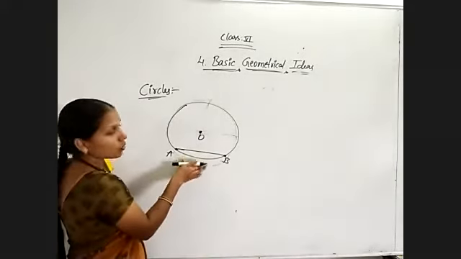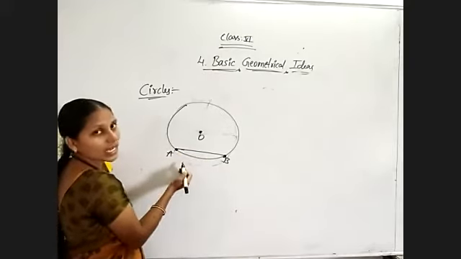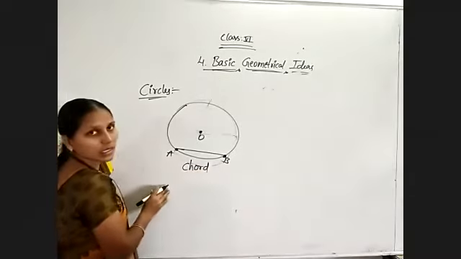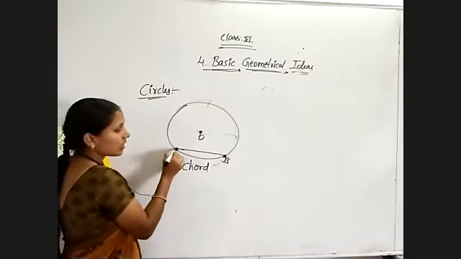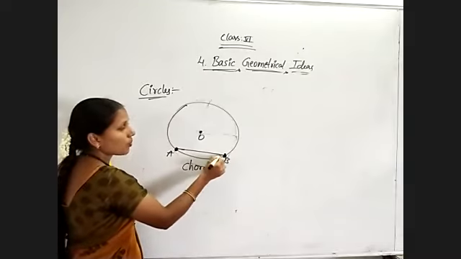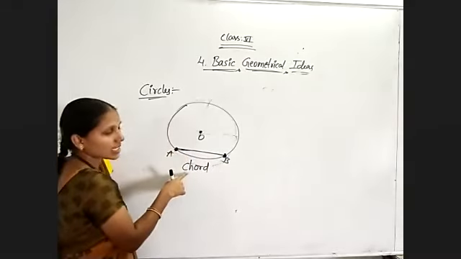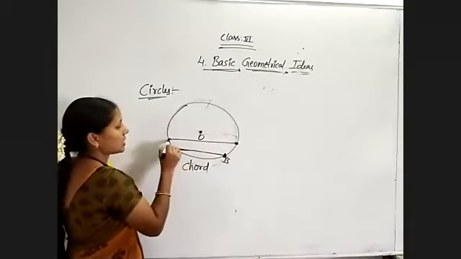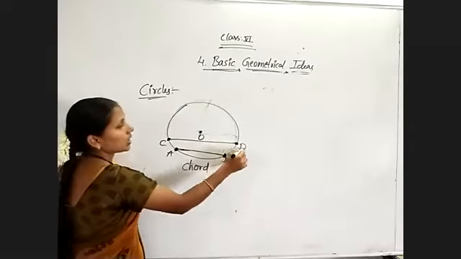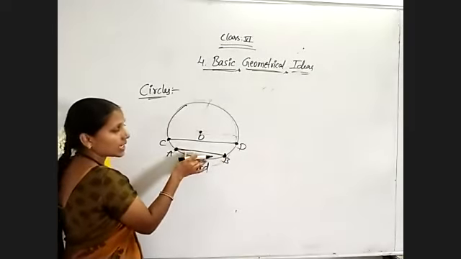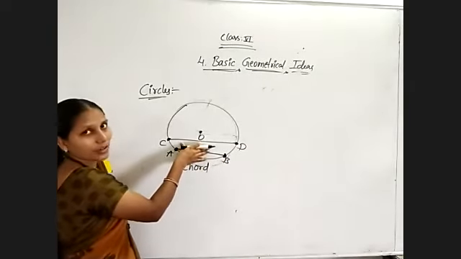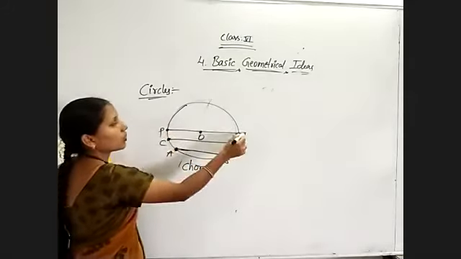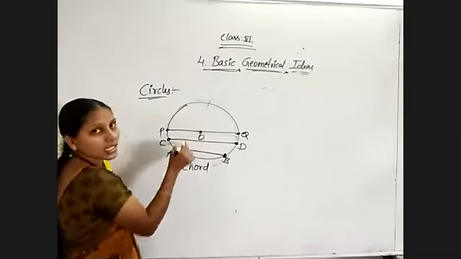A line segment which is joining 2 points on the circle is known as a chord. And here we can draw so many chords. For suppose CD and AB, AB is having a different length, CD is having a different length. And one more chord I am drawing, PQ. Just observe what is the difference between these three.